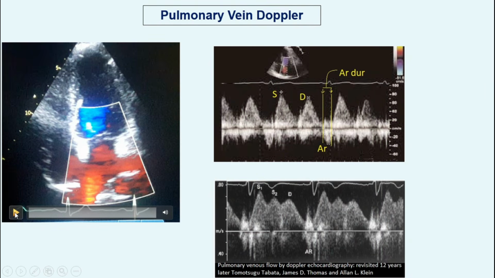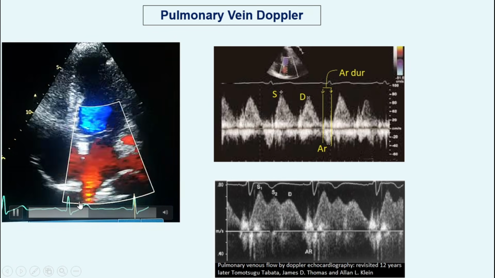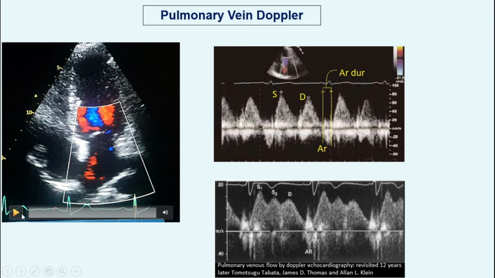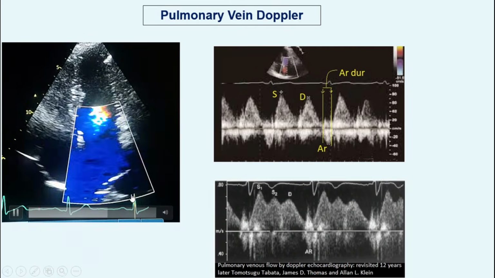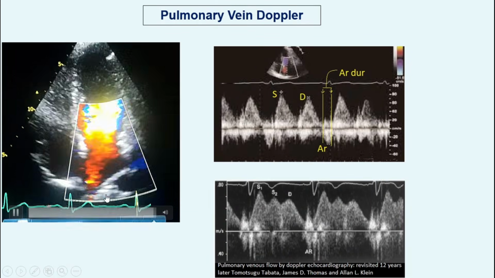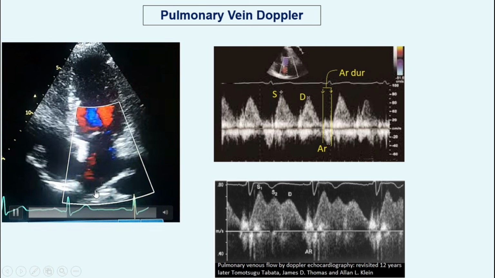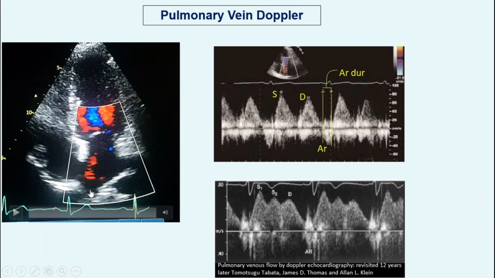Pulmonary vein Doppler. For pulmonary vein Doppler, we get a 4-chamber view and try to find the blood coming from the pulmonary vein as you see in this clip. If we cannot get it, try to angle or fan up or down until you see the pulmonary vein, or even sometimes increase your color gain or decrease the color scale. And finally, when you see the pulmonary vein completely, put the sample volume 1 to 2 centimeters inside the pulmonary vein and hit the pulse wave button.